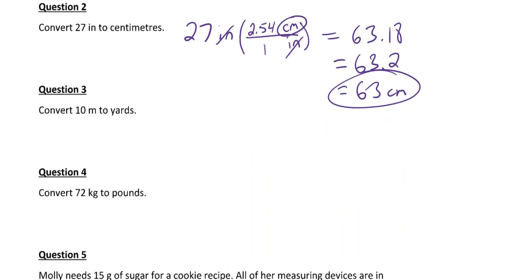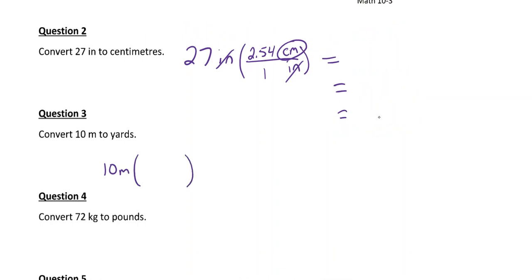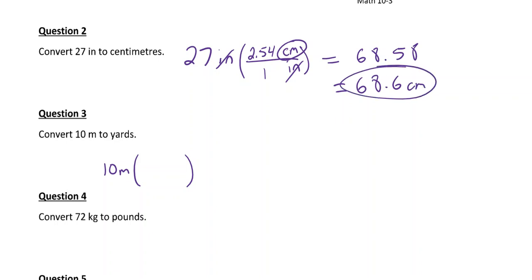All right, let's do it again. We're going to do lots. Convert 10 meters to yards. 10 meters. All right, we had a little typo. Should have been 68.58. So then 68.6. Yeah, we'll keep it like that. Good enough. It never asked for a certain amount of decimals there.